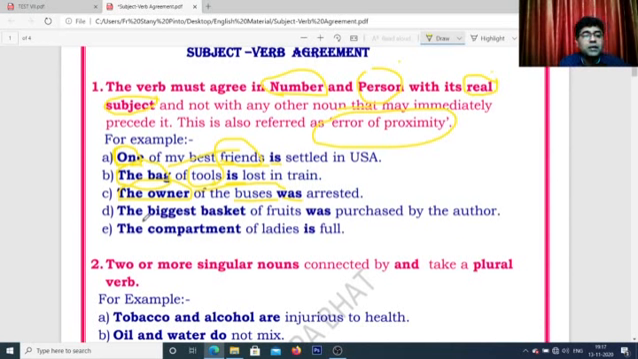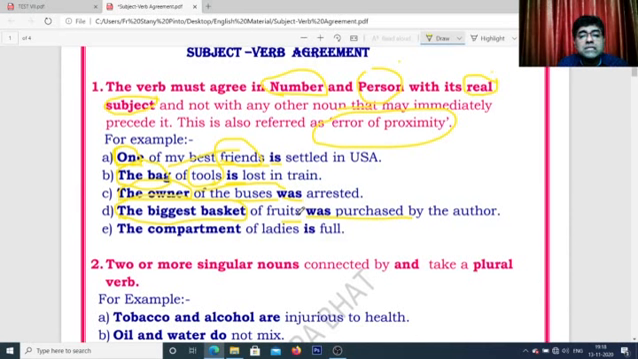Please remember. The biggest basket of fruits was purchased by the author. I'm sure we have studied the lesson Two Gentlemen of Verona, and there, as they entered the city of Verona, they purchased from those two boys the biggest basket of fruits. How many baskets did they purchase? They purchased only one basket, but the basket had many fruits. It can be blueberries or strawberries. But the subject of the sentence is not fruits. Remember, the subject of the sentence is the basket. So, the basket of fruits was purchased.